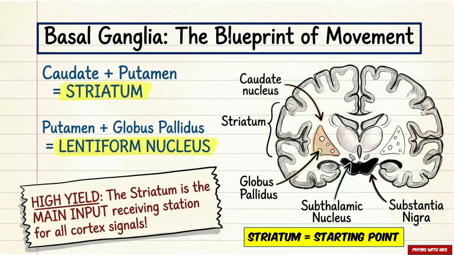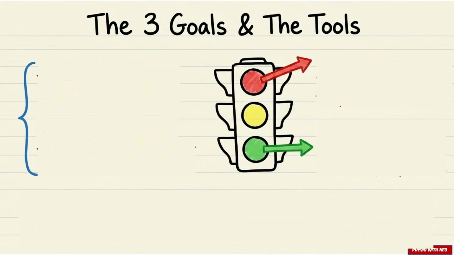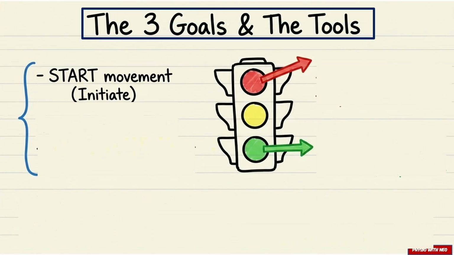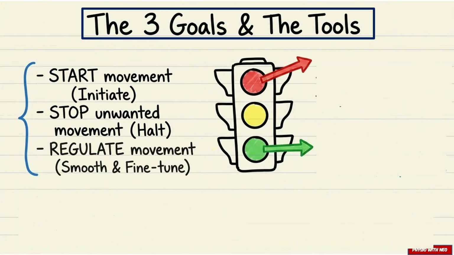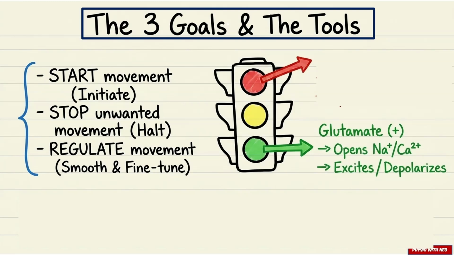That's our next slide. Basal ganglia has only three important jobs. First, start the movement, stop unwanted movements, and smooth and fine-tune the movements. Now remember the two important neurotransmitters. Glutamate, green color is go.